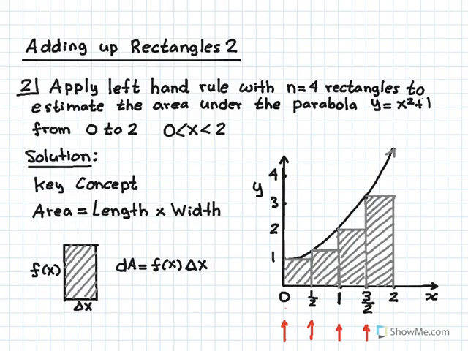In this video, we're going to be estimating the area under the curve by adding up rectangles. Apply the left-hand rule with n equals 4 rectangles to estimate the area under the parabola y equals x squared plus 1 from 0 to 2. That is, x is between 0 and 2.